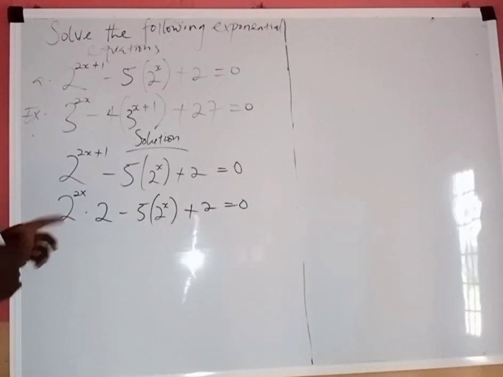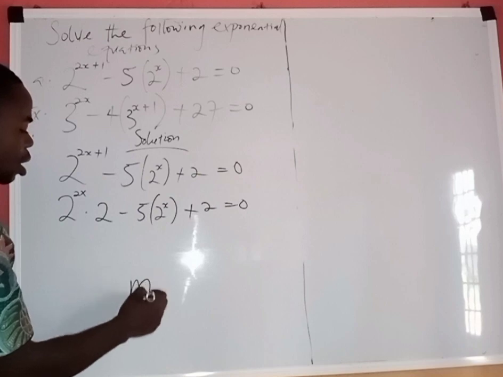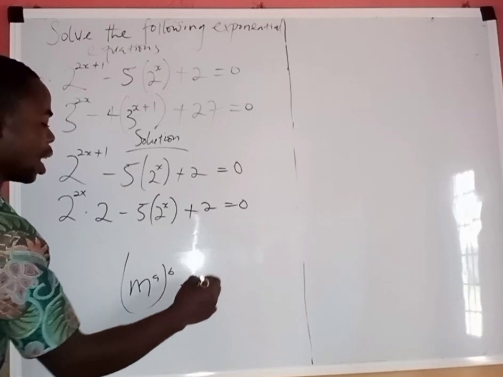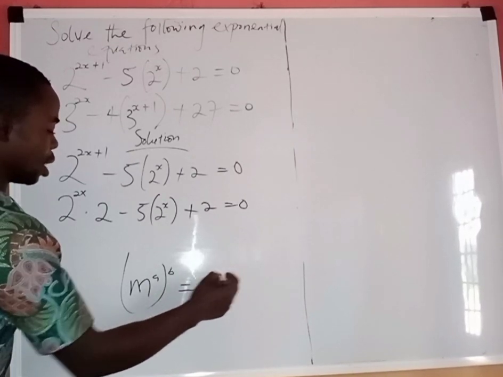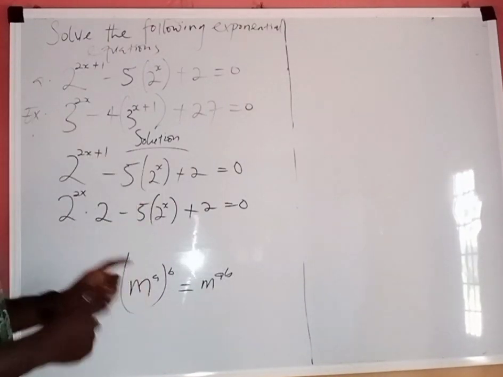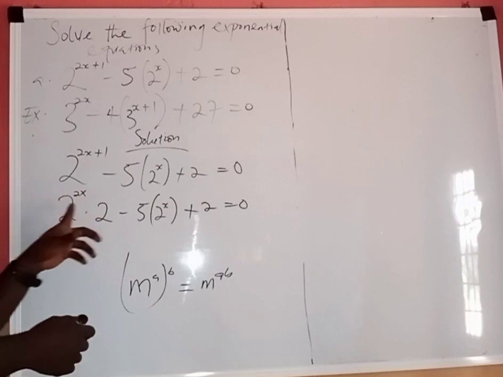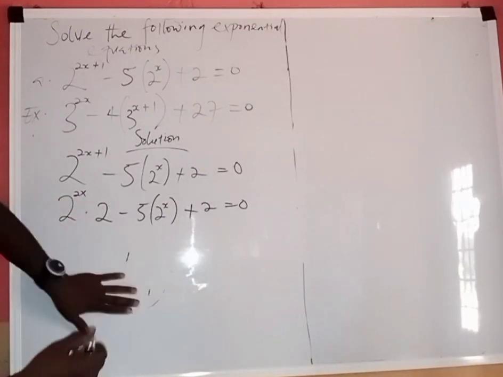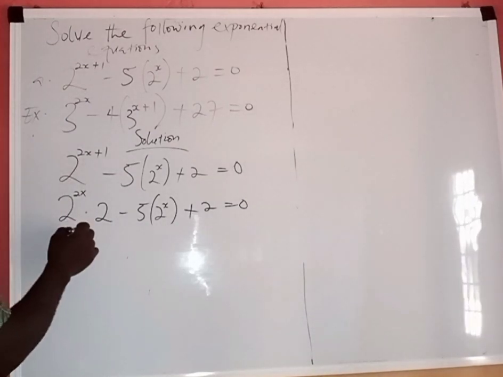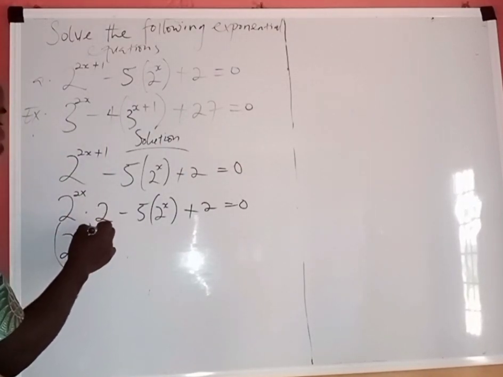We are still going to utilize another law of indices, which says that if you have m raised to the power a, bracket b, this can be written as m raised to the power ab. When a number is raised to a power and also raised to another power, you can multiply the powers together. We are going to use this to split this one right here, so 2 raised to the power 2x, we can write as 2 raised to the power x and then raised to the power 2.